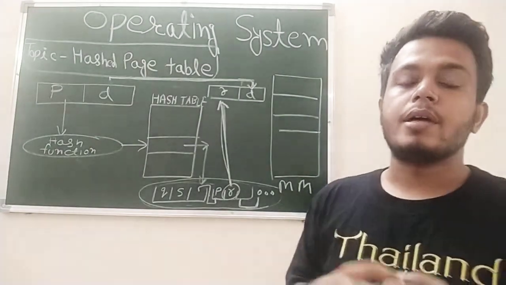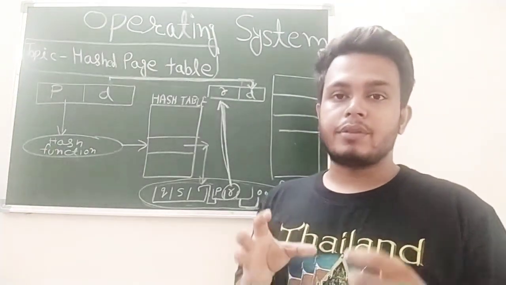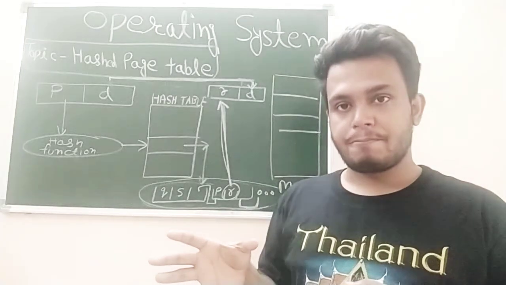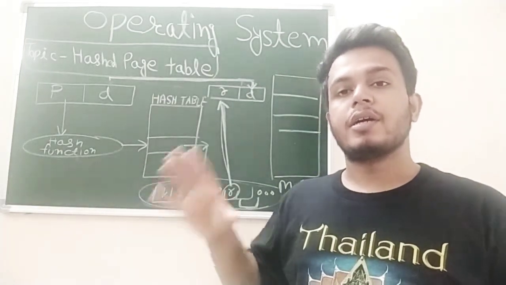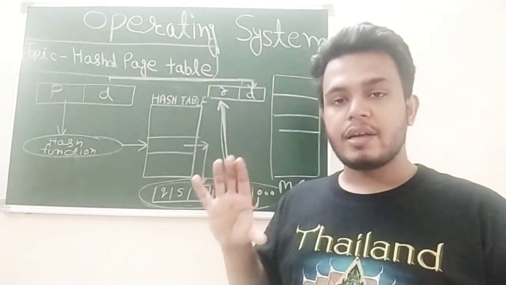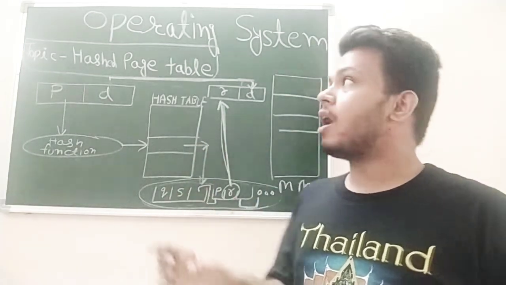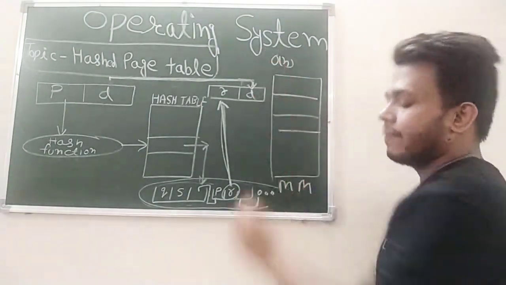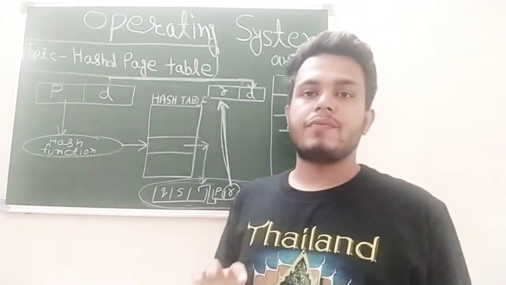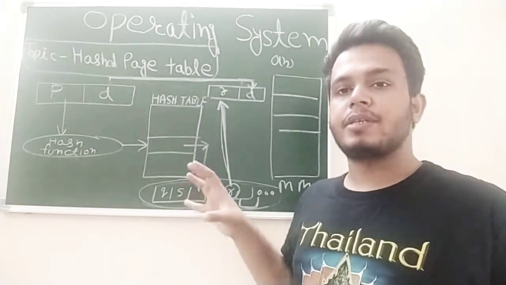There was a problem with the inverted page table. What is that problem? The problem is the linear search time. It is very high in case of inverted page table because the table is very large and the searching time is around big O of n, which is not a good thing. Clear? That is why we need to implement hash page table.